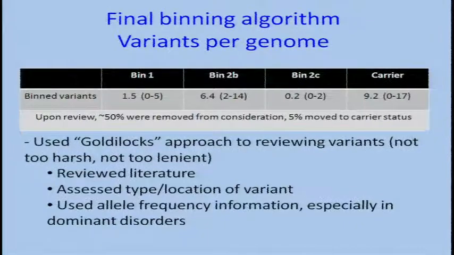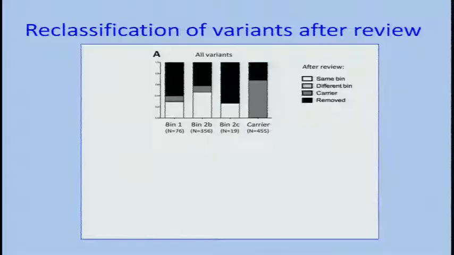I was trying not to be too harsh, trying not to be too lenient. Some people would probably be much more harsh and remove more variants, and so forth. The bottom line is that when you remove those variants, each of the bins lost variants. So these are stacked bar graphs showing what proportion of the variants were either in the same bin in white or moved to a different bin in light gray or carrier status in dark gray and then removed in black. And so each of the bins lost some variants, either that were removed or were switched to carrier status.